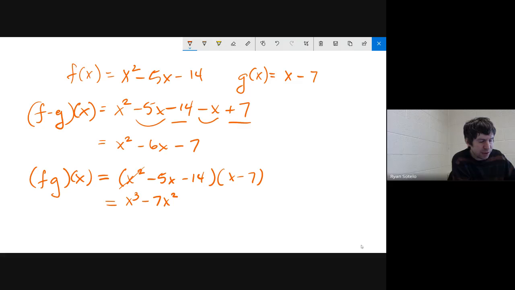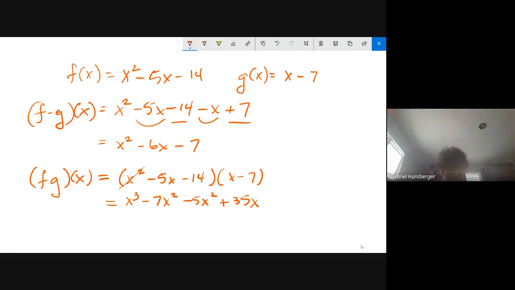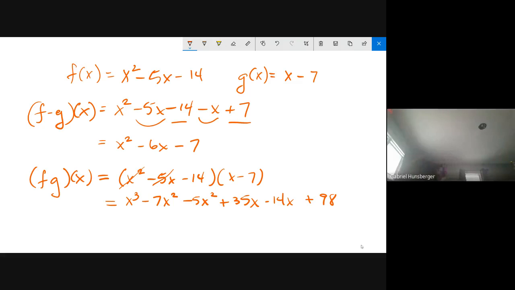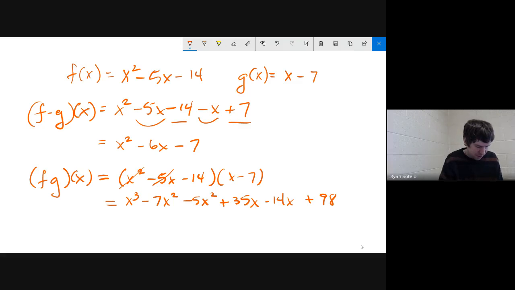That's good for x squared. Now for minus 5x, you have to multiply it by both of them. So you'll have minus 5x squared, and then plus 35x, since it's negative 5 times negative 7. That handles that term. And then you have the minus 14 times x, so that's minus 14x. Then you're going to get negative 14 times negative 7. That'll make a plus 98. Is that right? 14 times 7, yeah, 98.